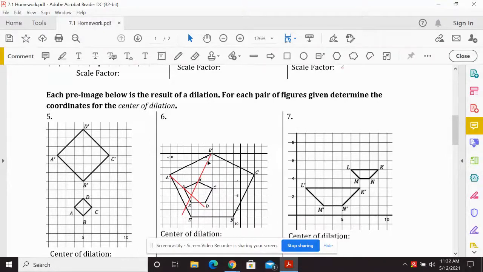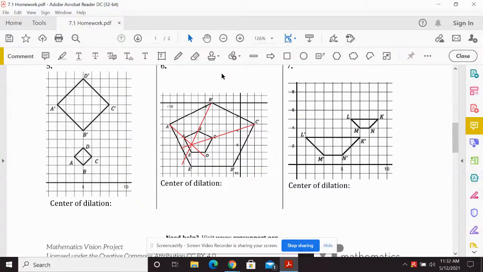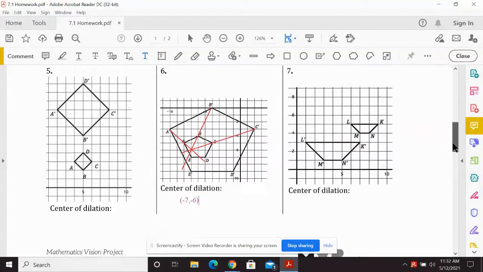If you connect your pre-image to your image and these lines don't overlap, you need to extend your lines until they overlap. For instance, if I were to do C to C, it's not intersecting, right? But if I extend it, then it will intersect with the other ones. So your center of dilation is -7, -6. It's to the left 7, and then it's down 6. So that's what you're doing on 5, 6, and 7.